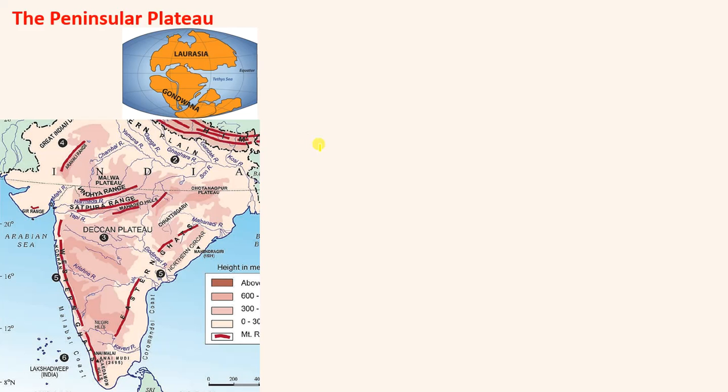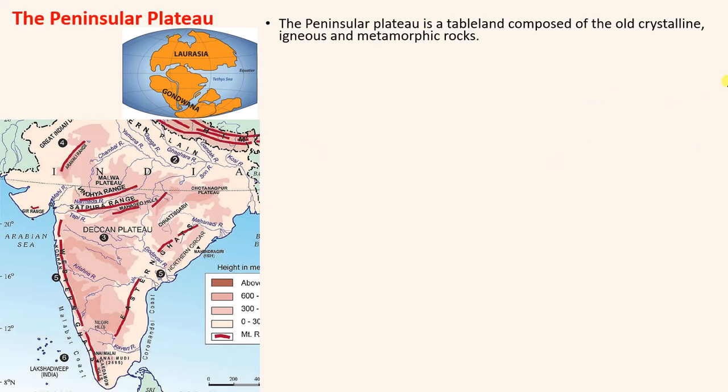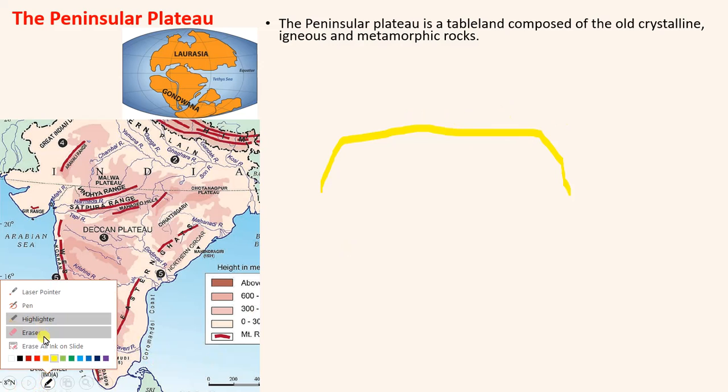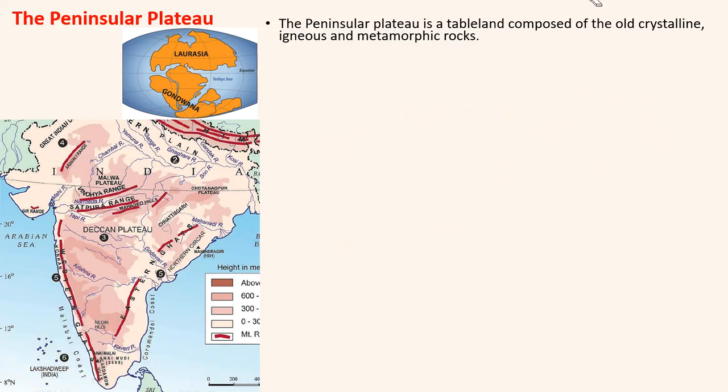Peninsular Plateau. The Peninsular Plateau is a tableland. Tableland, you know, is usually like this. From the top, it looks like a table. It is composed of old crystalline, igneous, and metamorphic rock.